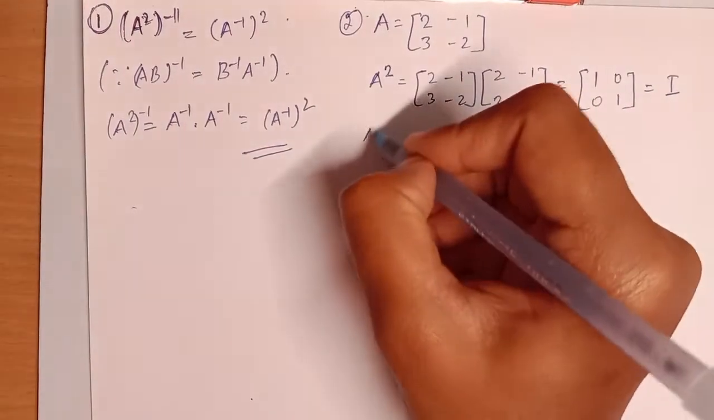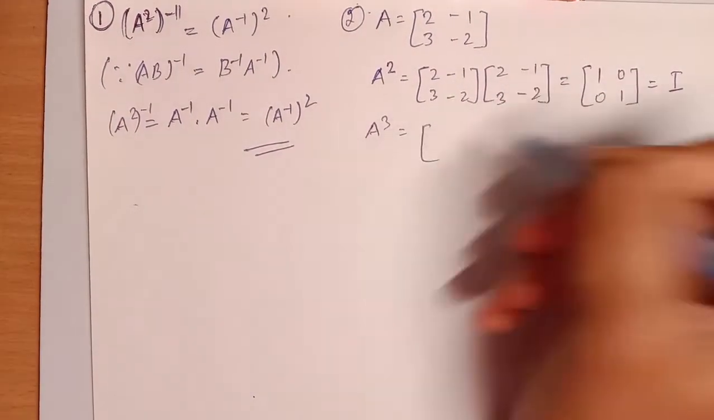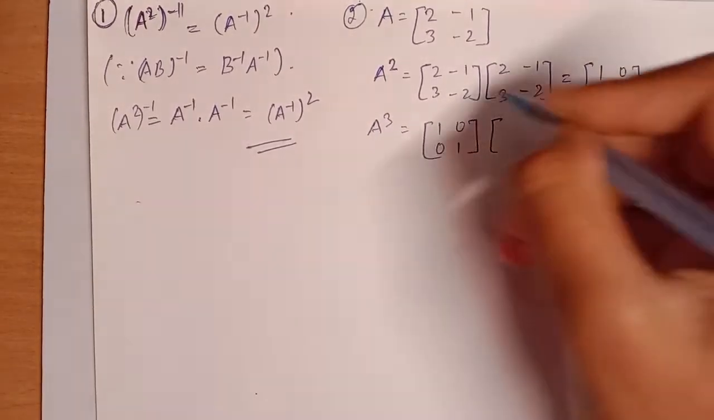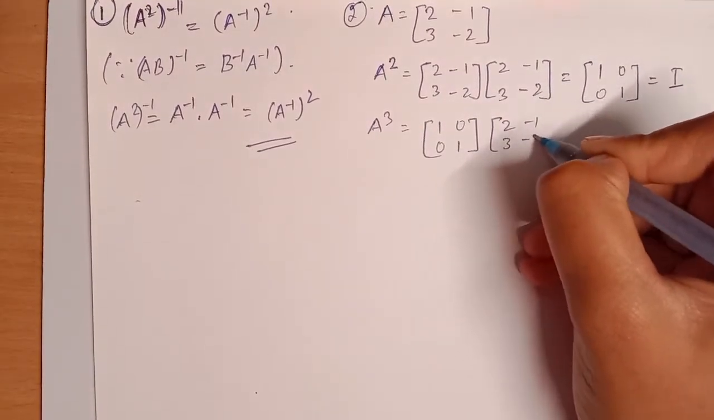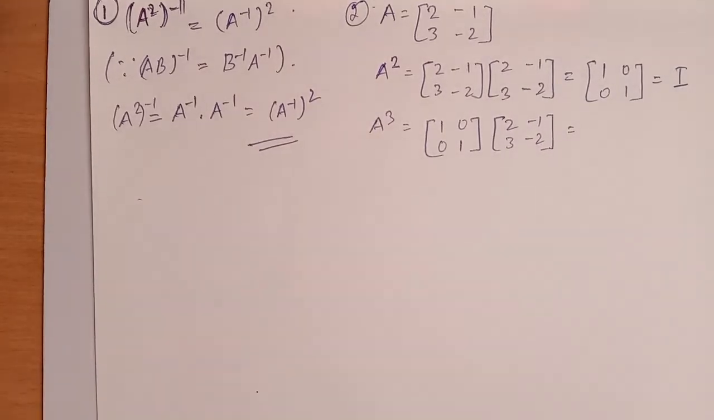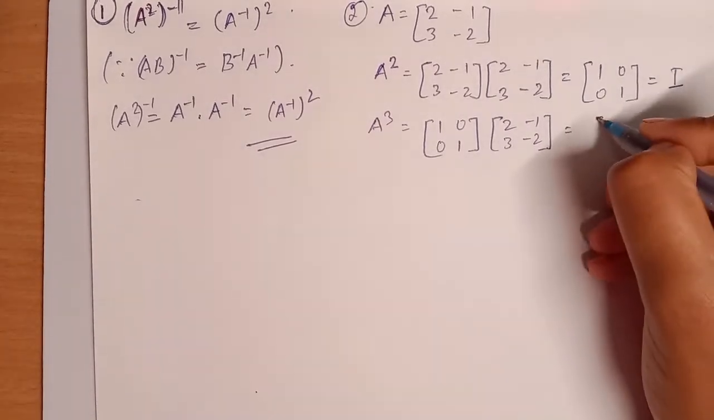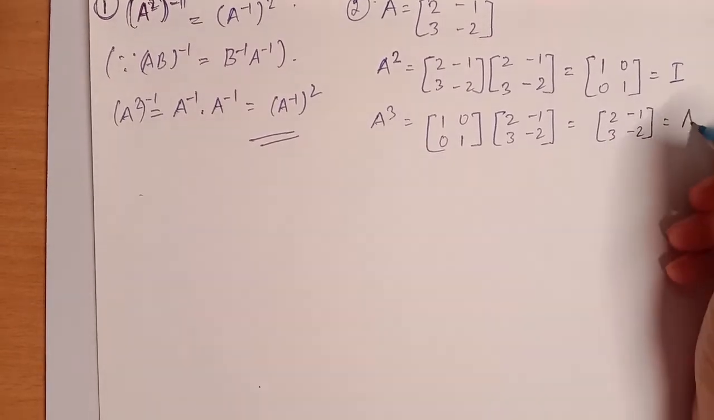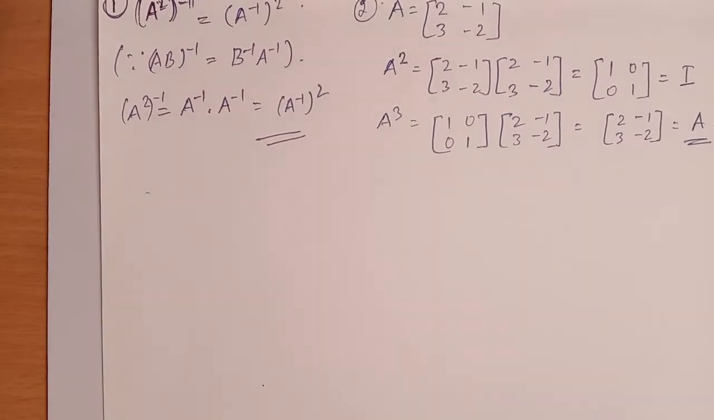Now we find A cube. A cube is A square, that is 1, 0, 0, 1, into A, that is 2, minus 1, 3, minus 2. We know that anything multiplied with the identity matrix gives the same thing. So 2, minus 1, 3, minus 2. It becomes the same, that is A. So A cube becomes A.